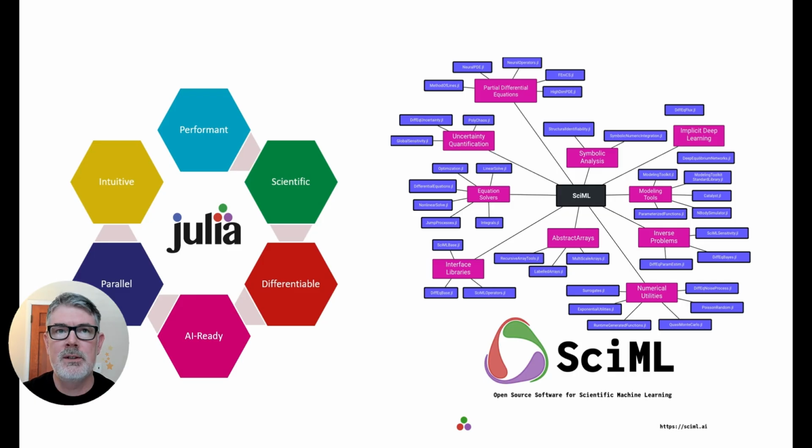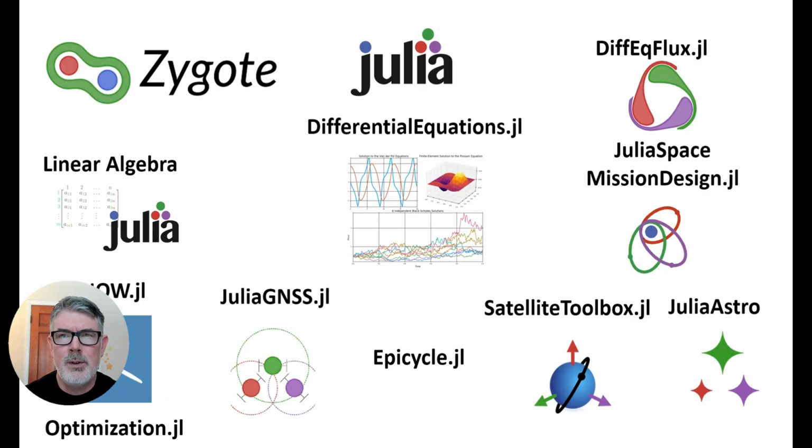At the heart of Julia's scientific ecosystem is SciML, scientific machine learning. You get state-of-the-art differential equation solvers, optimized linear algebra through BLAS and LAPACK, symbolic analysis, modeling tools, inverse problem solvers, and a massive numerical utilities library. And the aerospace community is already here.